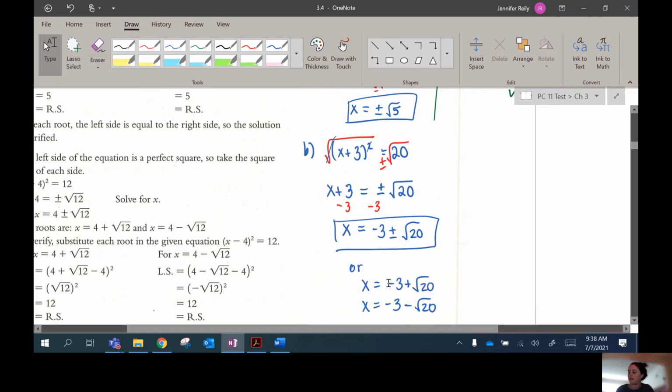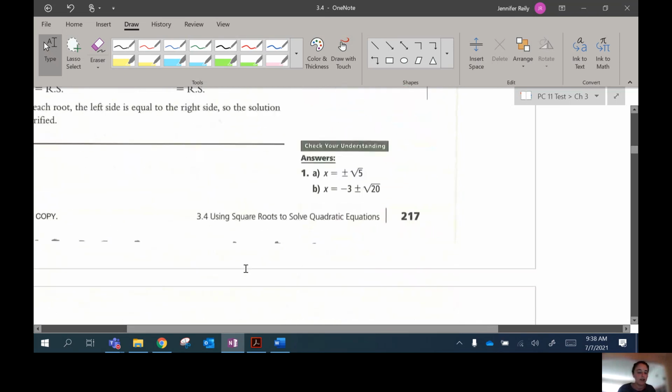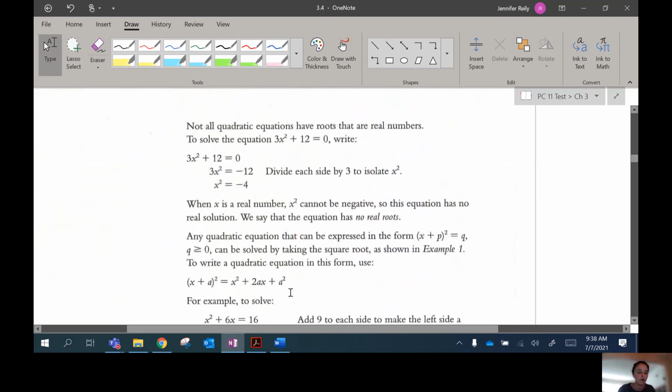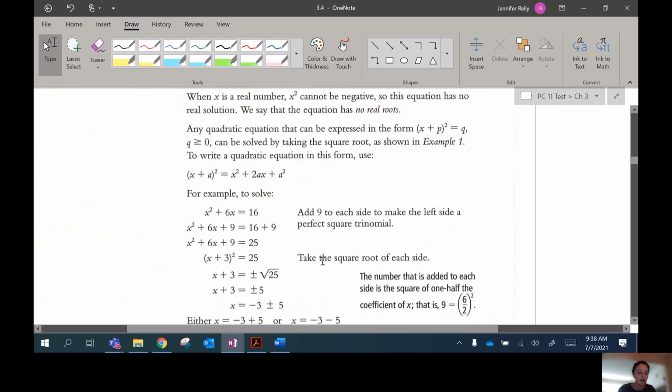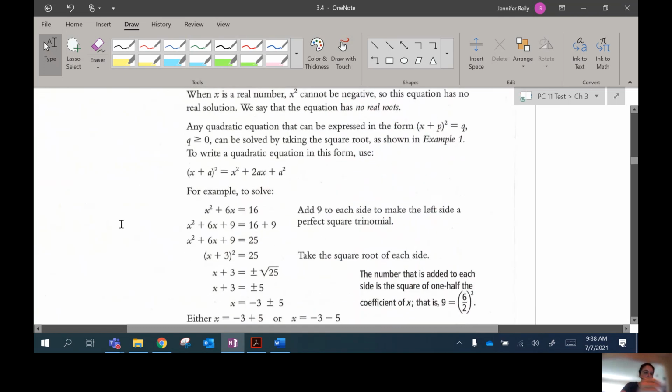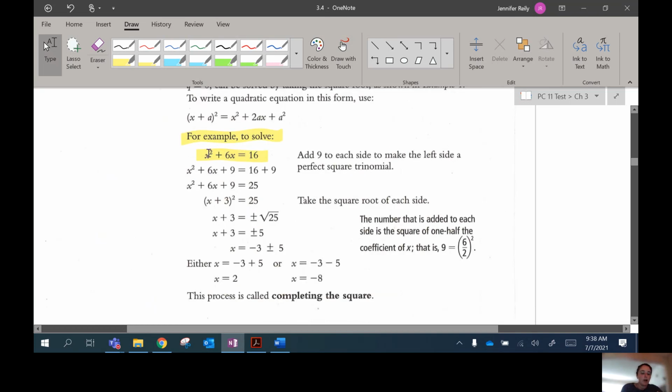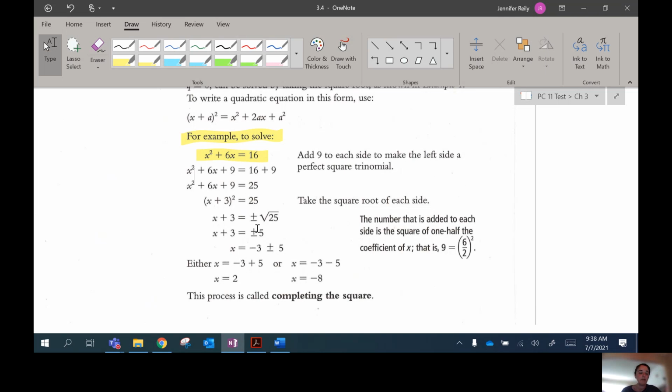Now, what if you don't have something that's being squared? So let's go and look at, there's a little explanation that I actually want to go through with you on this side here. So we're going to kind of start halfway down the page here at this. So let's say we're trying to solve this. Now, here we don't have something that is being squared necessarily. We have like an x squared and a 6x. So what we want to do is actually turn this into a perfect square trinomial that we can factor and then use a square root.